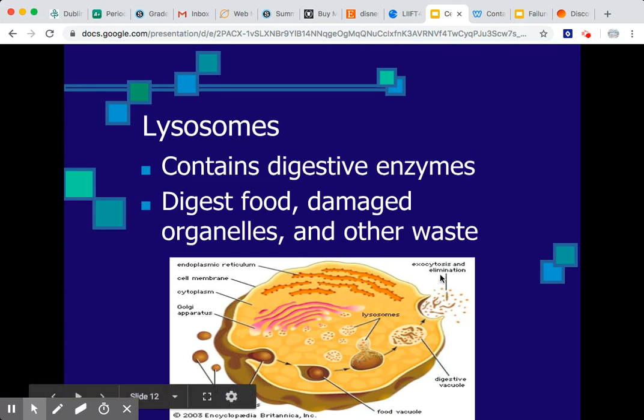Lysosomes: you will find numerous lysosomes in animal cells. However, it's still debatable whether or not plant cells have lysosomes. Many scientists believe that they're there, others don't. So normally if you see lysosomes, it's an indicator that it's an animal cell, because you'll see quite a few of them.